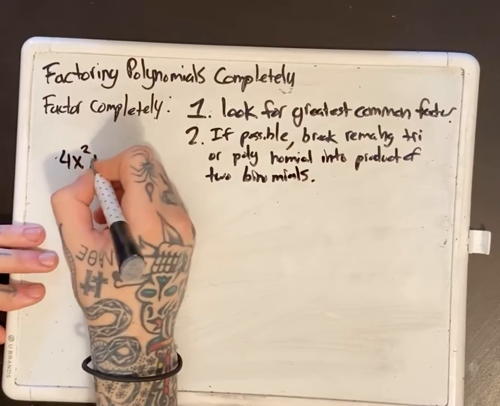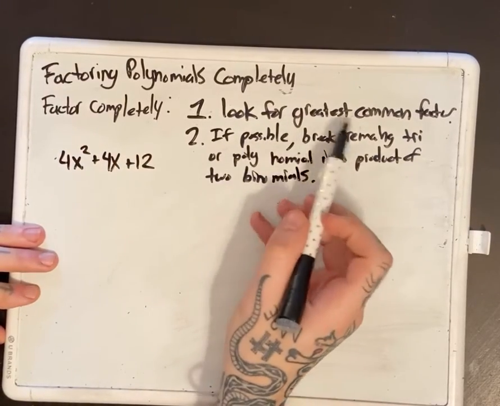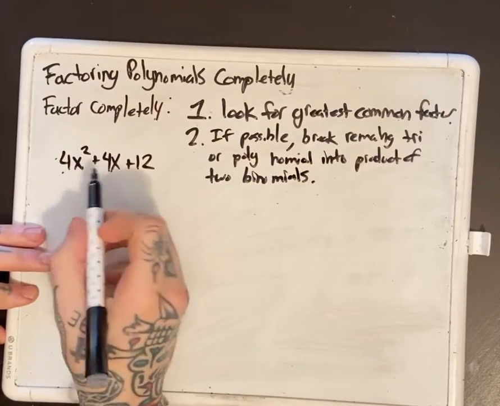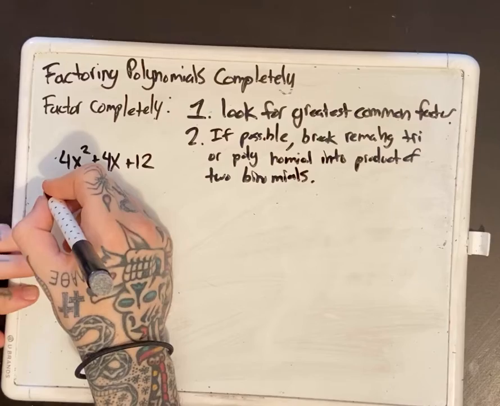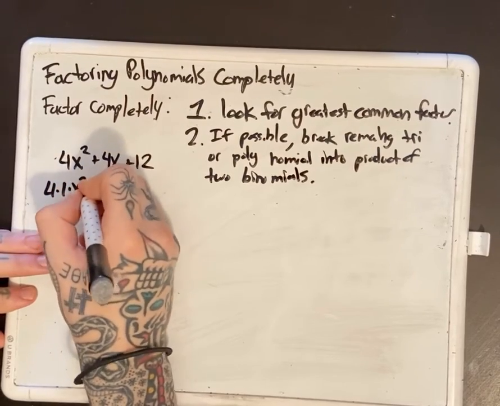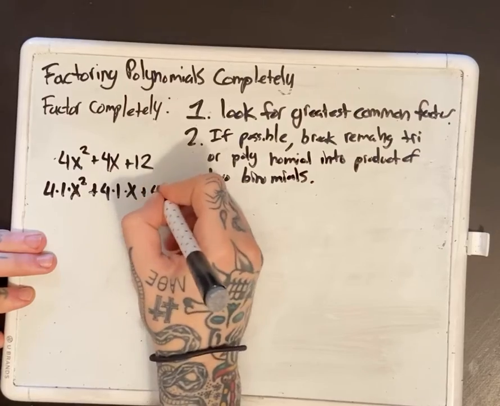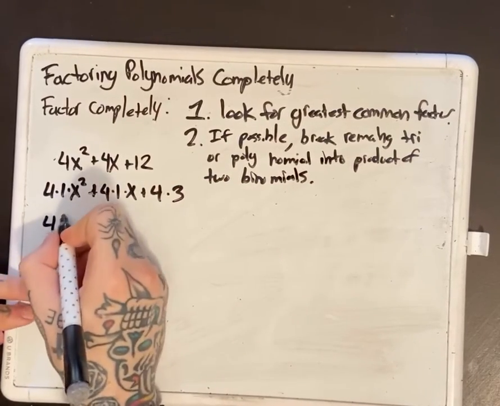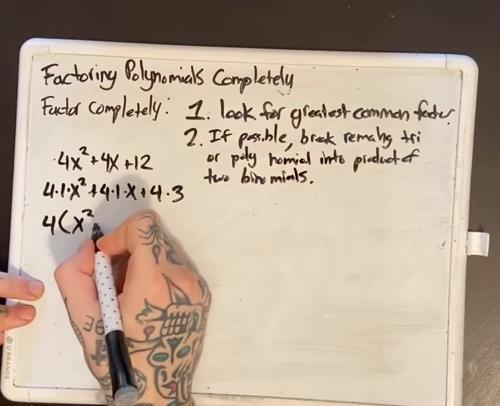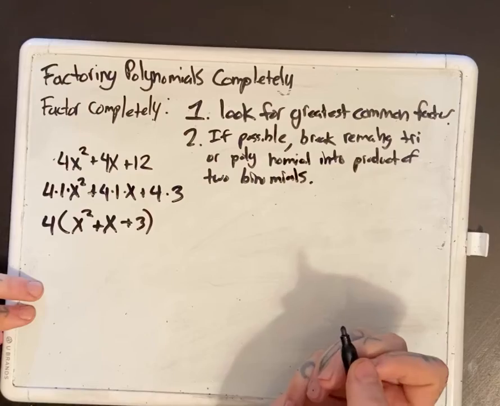4x squared plus 4x plus 12. So the first thing we're going to do is look for greatest common factor. So we have a 4, 4, and 12. So our greatest common factor is just going to be 4, because 4 times 1 plus 4 times 1 times x plus 4 times 3. So we have that 4. So we get 4 times x squared plus x plus 3.